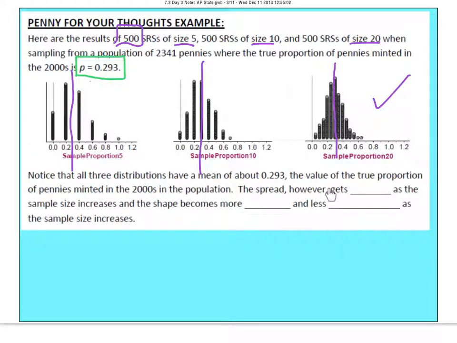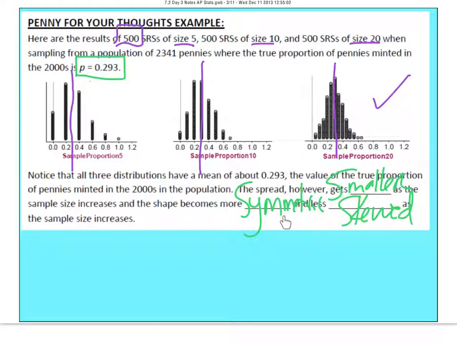The spread, however, gets smaller as the sample size increases, and the shape actually becomes more symmetric and less skewed as the sample size increases. So yes, we love that the variability gets under control, but even more so, we really like that the shape of the sampling distribution becomes more symmetric. It's almost approximately normal.